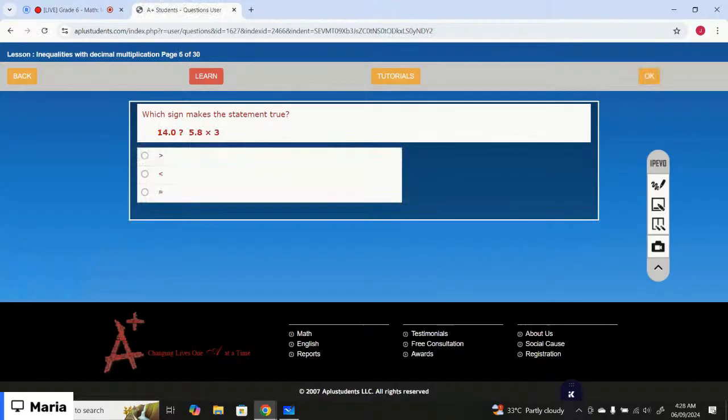The next one is 14. You have to compare it to 3 times 5.8. So, which is the correct option? So, 3 times 5 is 15, right? Then, obviously, 14 is less than 15. So, the correct option is less.